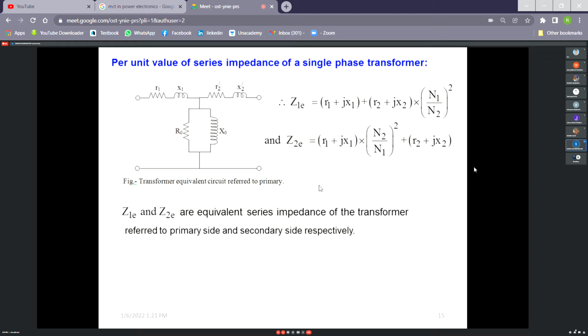Now you see, if I multiply Z1E by (N2 by N1) whole square, then we can get Z2E. So this is the relation. Here there are no per unit quantities, all are the actual values. We have not entered into the per unit concepts. So all are the actual quantities, and Z1E and Z2E are entirely different. There is no chance to match them.